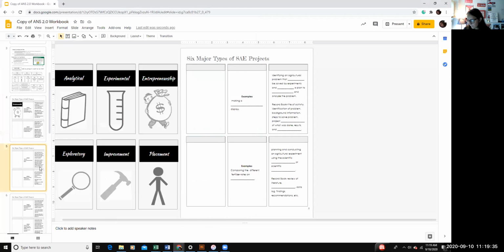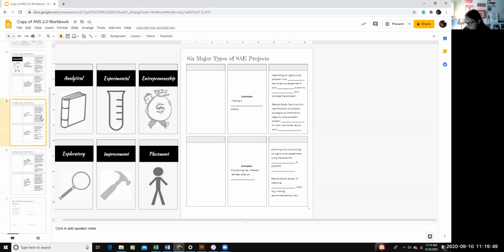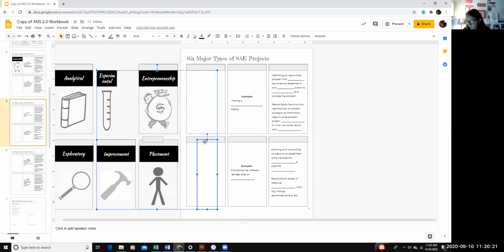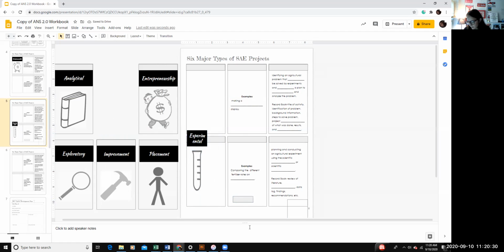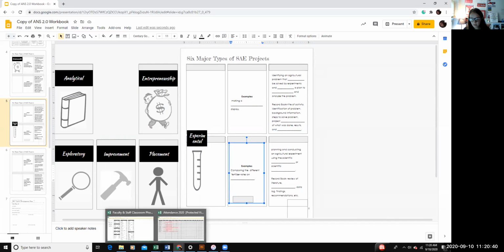So this one. Right here. There we go. All right, so that is experimental, and then you would just go through and type in the definition here. All right, let's look at our next one.